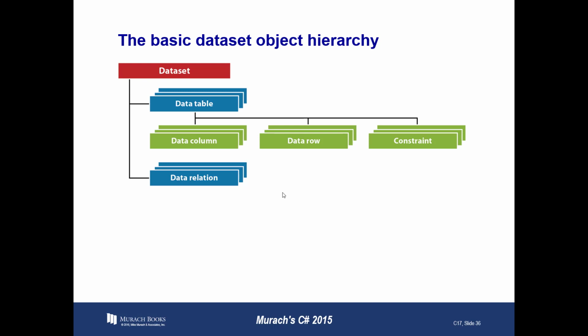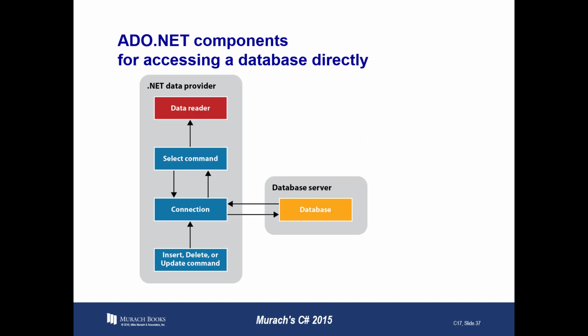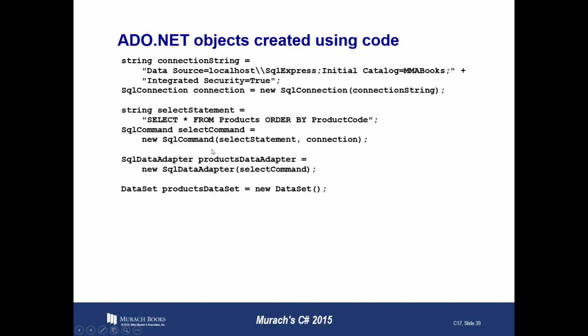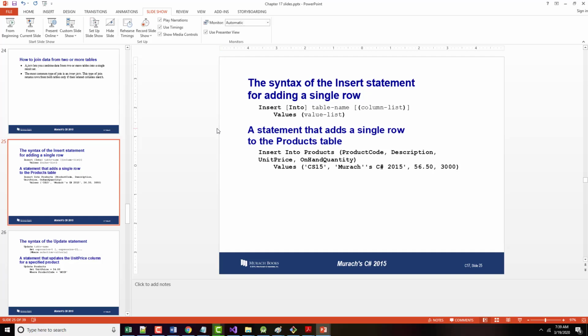So this is the basic dataset object hierarchy. We're going to be looking at this in chapters to come. This is the ADO.NET. We've already seen this. All right. ADO.NET objects created using the data sources window. We're not there yet. And here it is with code. I don't expect you to look at that code and have it make a lick of sense. That's totally fine. That's it for the chapter.